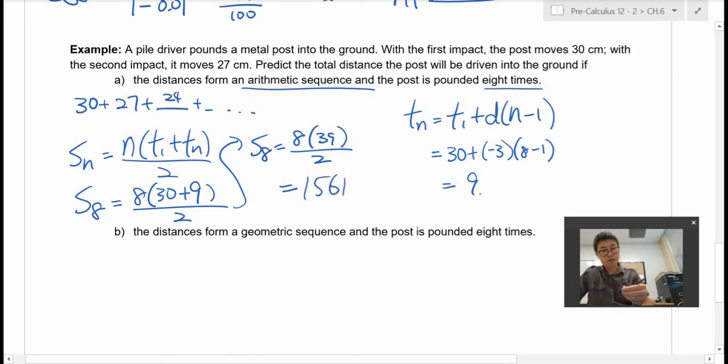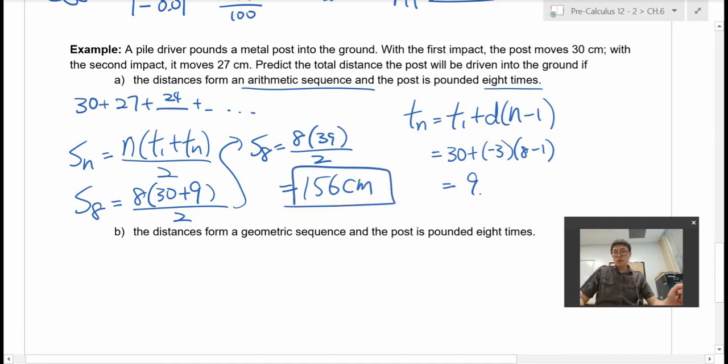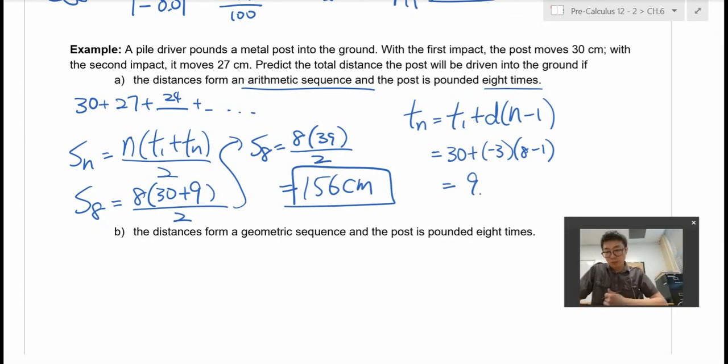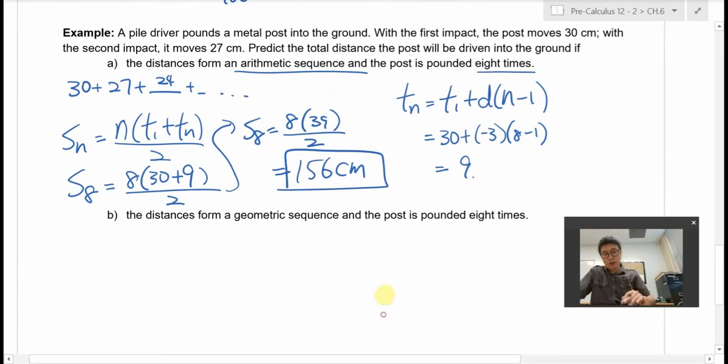centimeters. So if you keep pounding 8 times, you'll be 156 centimeters under the ground. That's a meter and 56, or 1.56 meters. That's kind of deep.